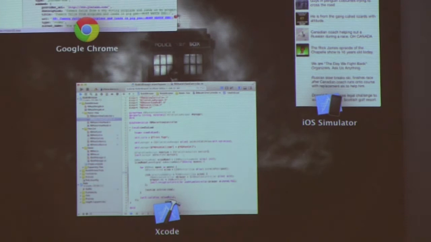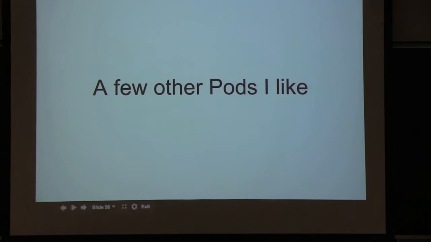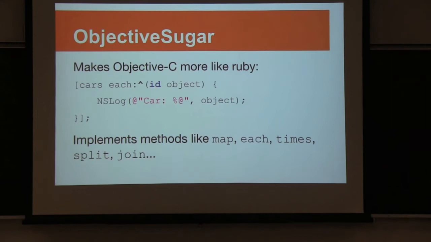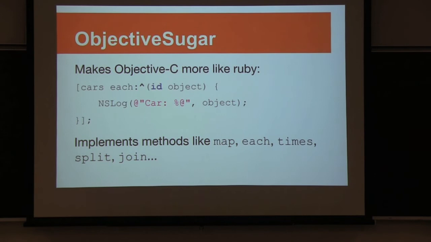So that's our Reddit app. Before I stop, I want to really give you a sense of the kind of stuff that's out there. So here are the other pods that I really like. Objective-Sugar is a great one. Makes Objective-C a lot more like Ruby, if you guys use Ruby.